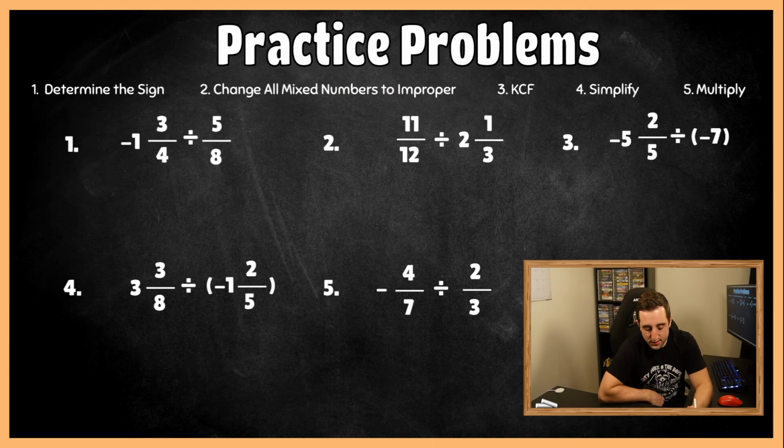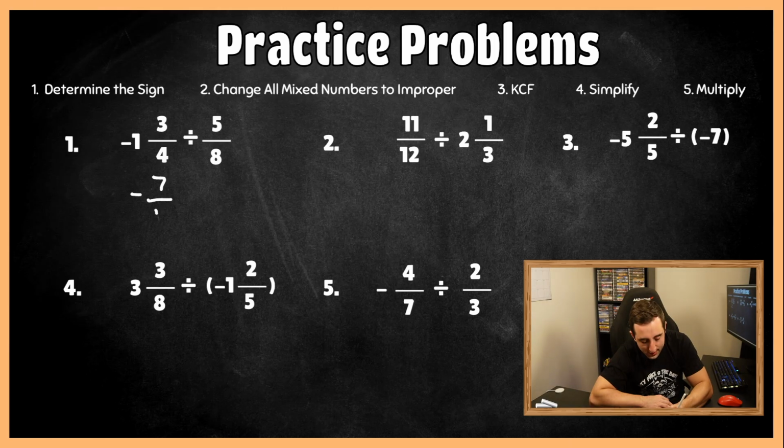For number 1, we have different signs here. One's positive and one's negative. So the final answer at the very end should be negative. So then you should have converted your mixed number -1 3/4 to an improper fraction. And you should have gotten -7/4 for converting that.